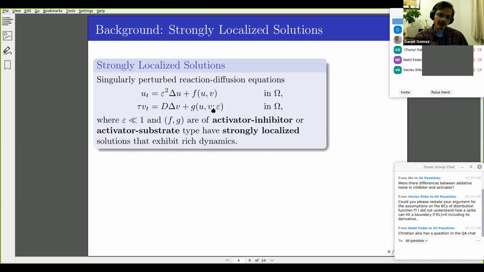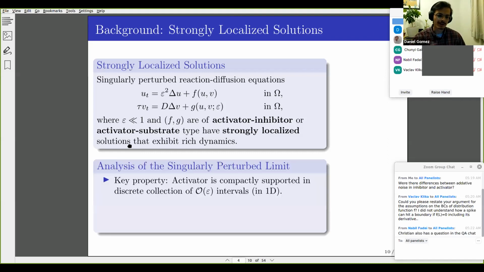Just to give two quick examples, an activator-inhibitor model is something where the reactions are as you would find in, for example, the Gierer-Meinhardt model that Chunyi was discussing earlier. An activator-substrate model would be, for example, the Brusselator model. The key property of these strongly localized solutions is that the activator is going to be essentially concentrated in a very small region of space.